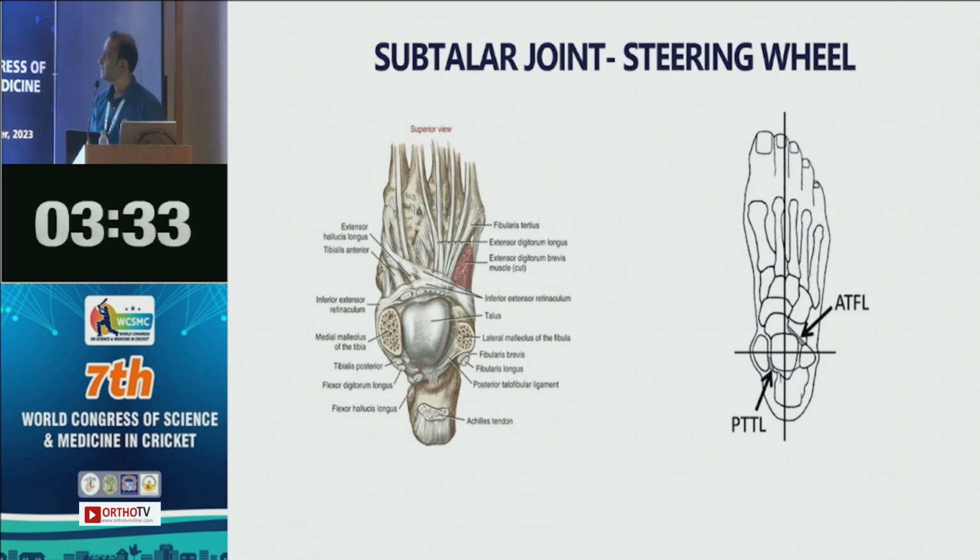Next we need to understand the subtalar joint steering wheel mechanism. How is this possible? We need to understand that the lateral collateral ligaments, the anterior talofibular and posterior talofibular, limit the inversion and adduction movement of the talus, whereas the medial ligaments like the medial deltoid, which includes the posterior talotibial ligament, limit the eversion and abduction of the subtalar movement.